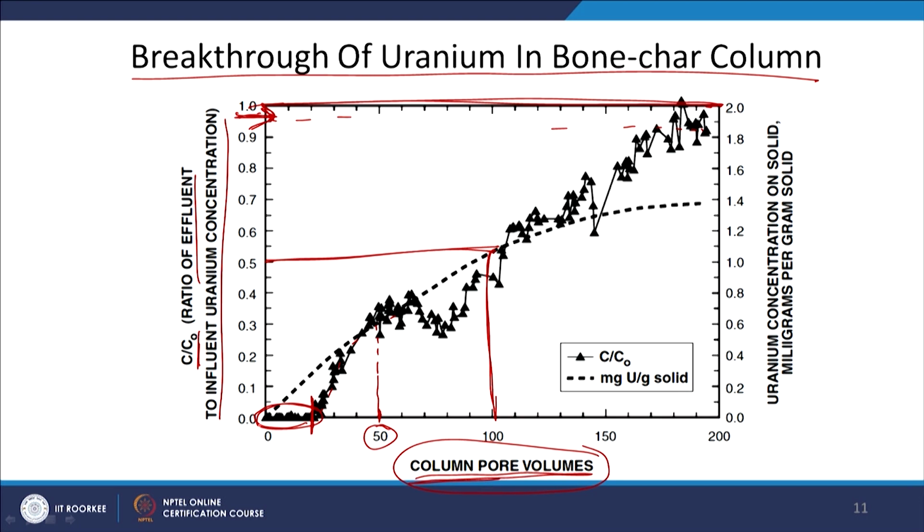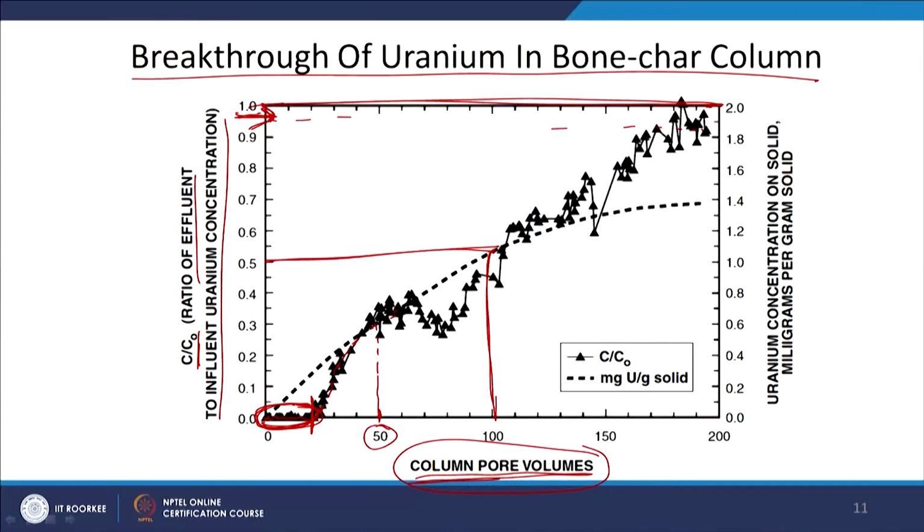Again, what's happening here? Out here, all the uranium that you are passing through your column is adsorbed or precipitated onto the relevant sites on the bone char, let's say, right? But slowly but surely, as you see here, the relevant sites become less available, and now you do not see complete removal in the effluent, but you see some uranium appearing in the effluent, right? And that keeps increasing as you have fewer and fewer active sites.